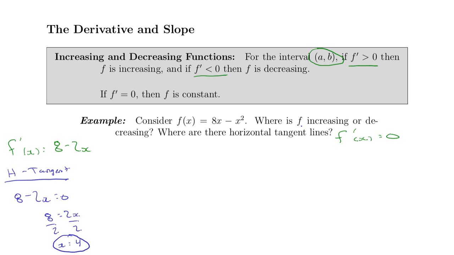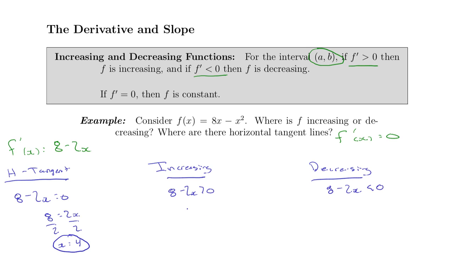If we want to show where the function is increasing or decreasing, we're really looking at where the derivative is positive or negative. So if you want, we could go ahead and set up some inequalities. For increasing, we're going to find 8 minus 2x is greater than 0, and we're going to solve that. And for decreasing, we're going to say 8 minus 2x is less than 0.